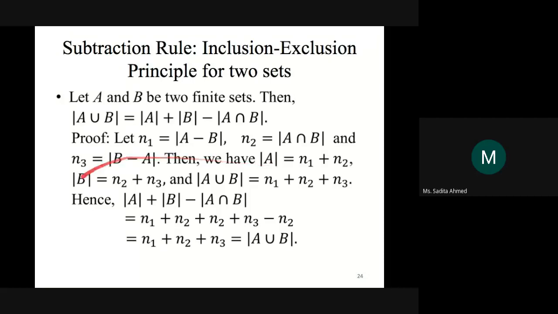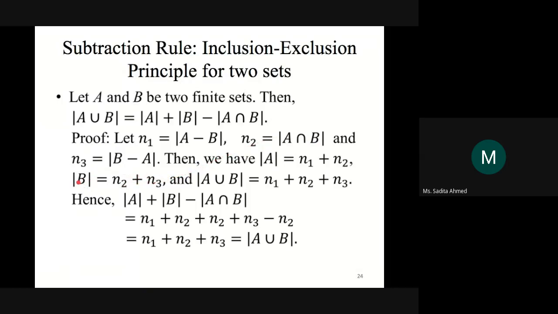Okay. Similarly, we can get the total count of B by adding n2 and n3. In n3, we have all those elements of B which are not in A. That is, from the elements of B, we drop the common elements. All right. And n2 counts the common elements. So n2 plus n3 gives the total count of the elements in B.